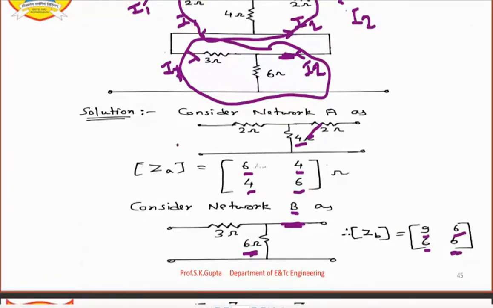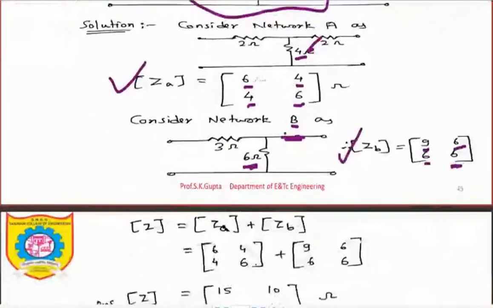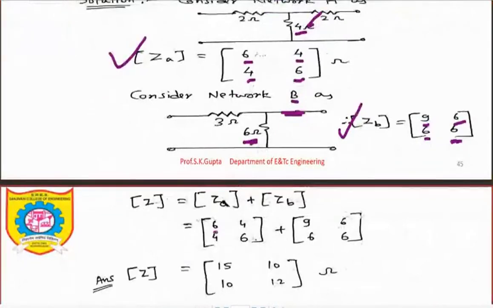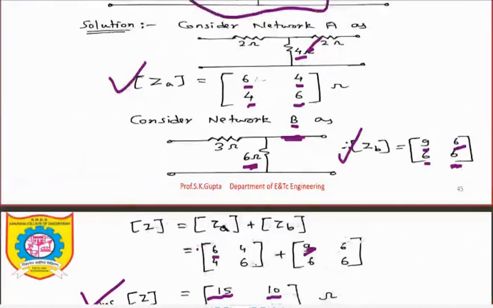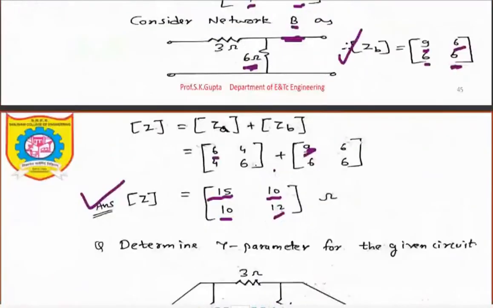So this way we have determined the Z parameter for network A and the Z parameter for network B. Now to get the overall Z parameter, we have to add them. Each element will be added. So 6 plus 9, 15; 4 plus 6, 10; 4 plus 6, 10; and 6 plus 6, 12. So this is the final answer for the Z parameter of this complicated network.